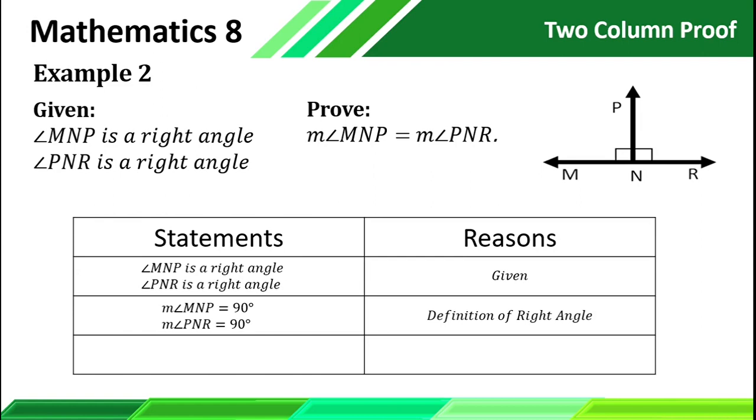Now, if the measurement of angle MNP is equal to 90 degrees, and the measurement of angle PNR is also equal to 90 degrees, then we can say that the measurement of angle MNP is also equal to the measurement of angle PNR. This is through the use of the transitive property of equality.